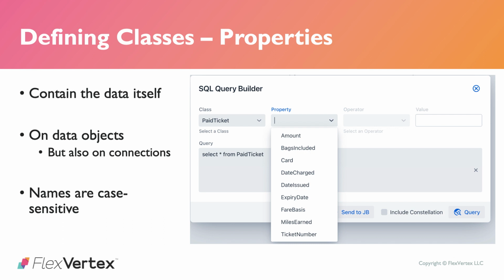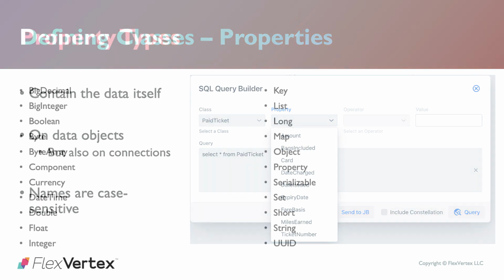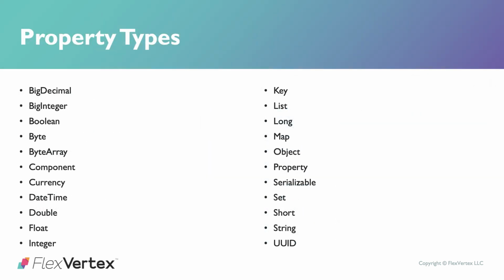You're free to create a combination of inherited properties from base classes, as well as new ones in subclasses, as shown here. FlexVertex offers an extensive range of property types, providing comprehensive data type support for your database schema. From basic types like integers and strings to more complex ones like lists, maps, and universally unique identifiers, this variety ensures that you can accurately represent any kind of data your application requires.